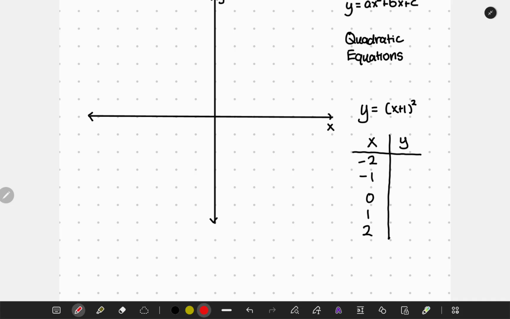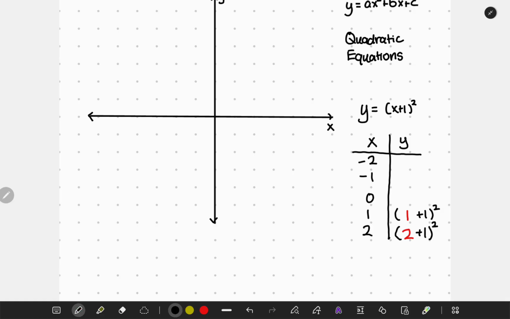I'll take first x equals 2. How am I going to find my y value? I'm simply going to replace x with its value. So I keep everything else the same: parentheses, x plus 1, followed by the square, and instead of x, I put 2. Again, for the next one, parentheses, plus 1 squared, and instead of x, I write 1.